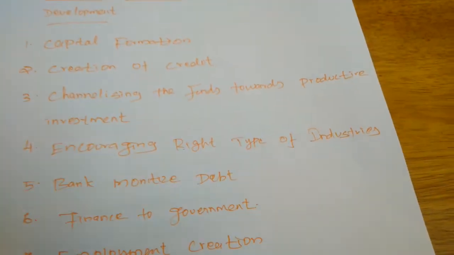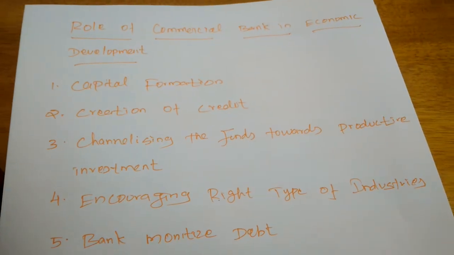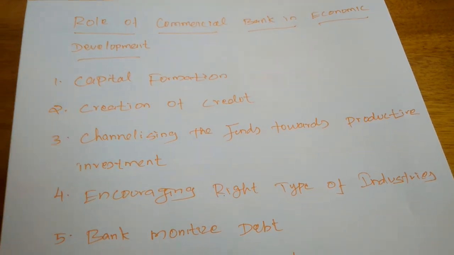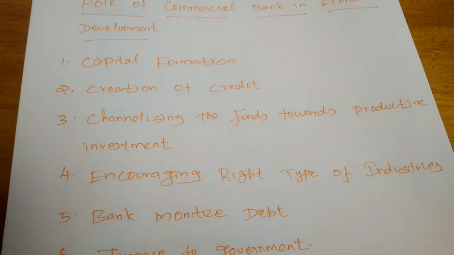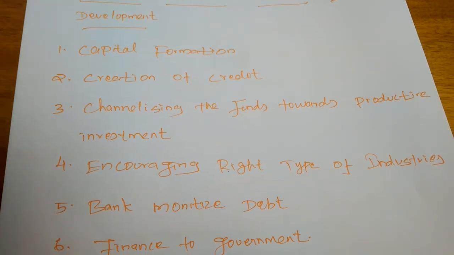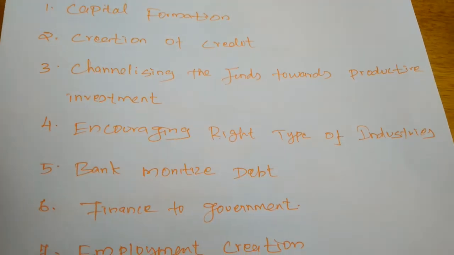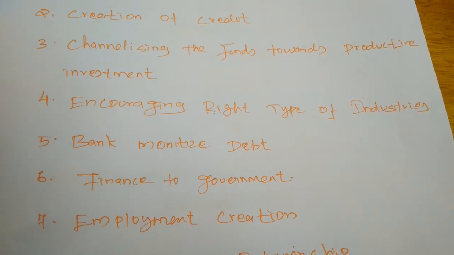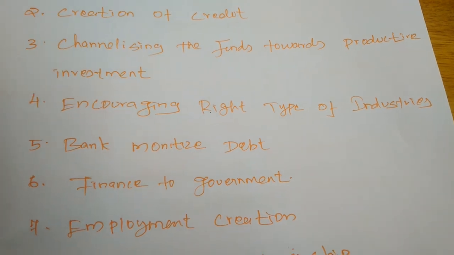So the role of the commercial bank is capital formation, by providing financial facilities, so that all persons have the power and the right to create and make investments. Next, creation of credit. The credit amount will be created by the commercial bank. Next, the funds will be channelized to productive investment. Next, encouraging the right type of industries. The industries that have a good future and highly demanded commodities will be encouraged.